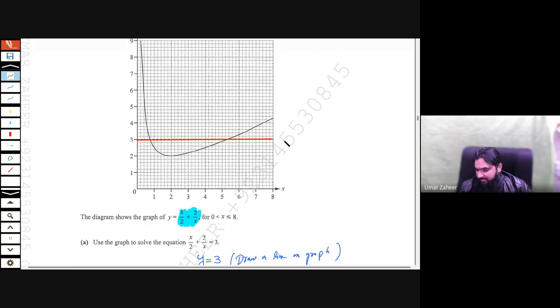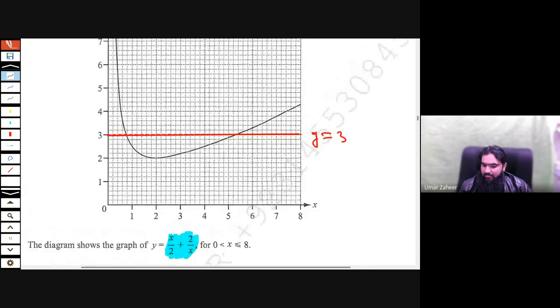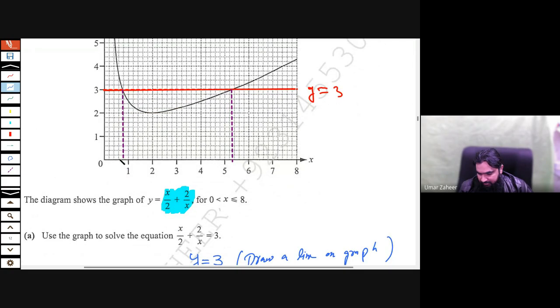So this is the line y is equal to 3. Now you have to check where the graph is cut, meaning where the y is equal to 3 line cuts the graph. So it is just going to cut at this point. It is going to cut at this point.